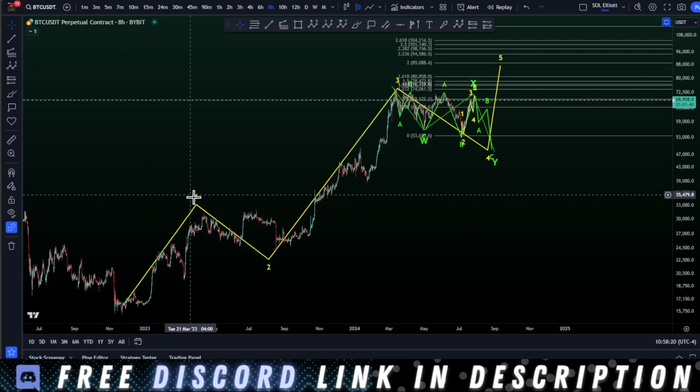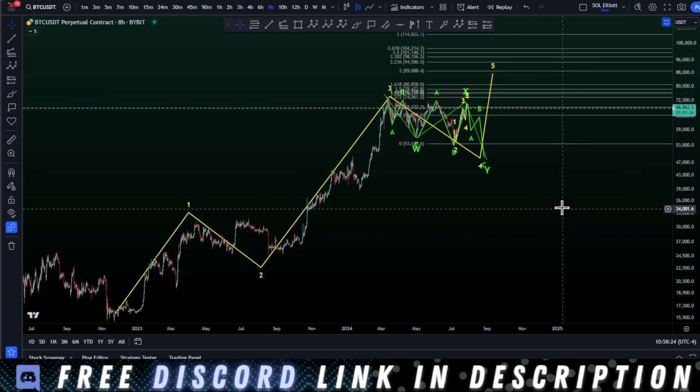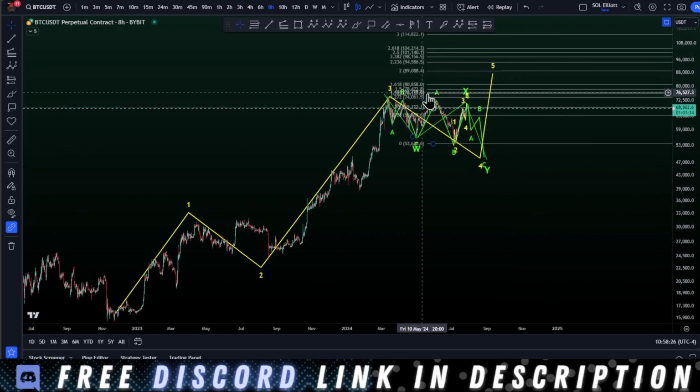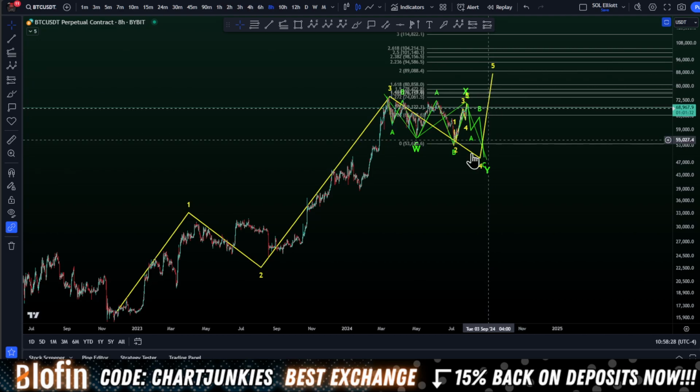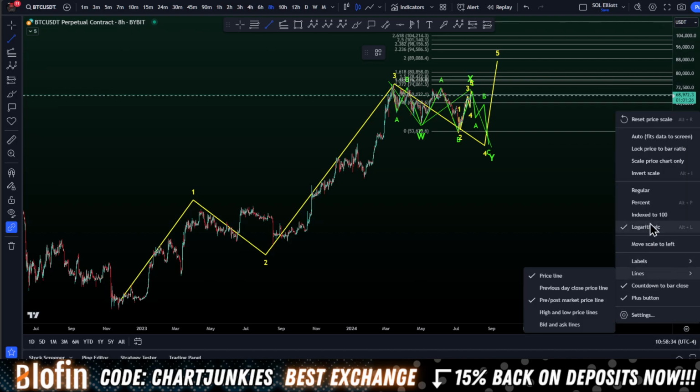Something like this, where you have your 1 2 3 4 5. The symmetry on the 2 wave to the 4 wave is beautiful. Where this 5 wave could end up at this point, I mean, it's anyone's guess. Usually you're gonna, here, let's go on regular scale.